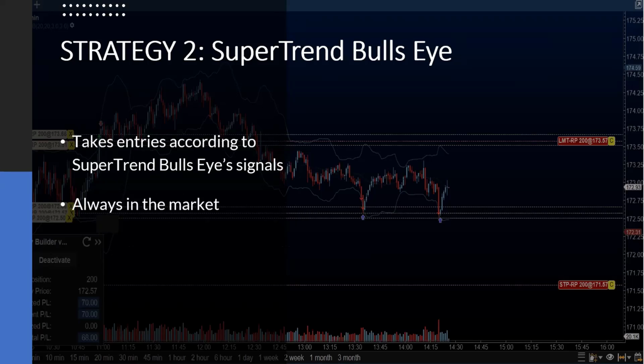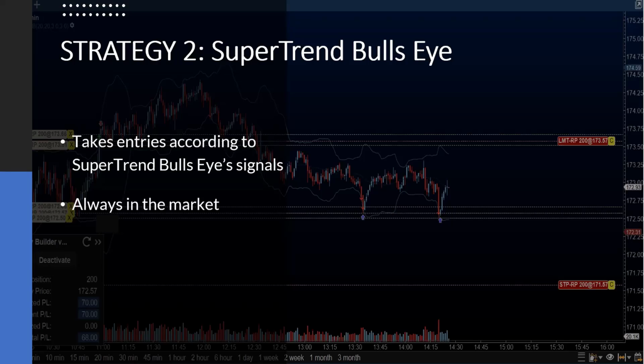Strategy number 2 is going to be based on our Super Trend Bullseye indicator. We have discussed Super Trend Bullseye at length and in depth last week. And today we are going to show you how you can automate the signals of Super Trend Bullseye to create your own strategy. And for this, we are going to use a very simplistic approach. We're going to follow strictly the buy and sell signals of Super Trend Bullseye.